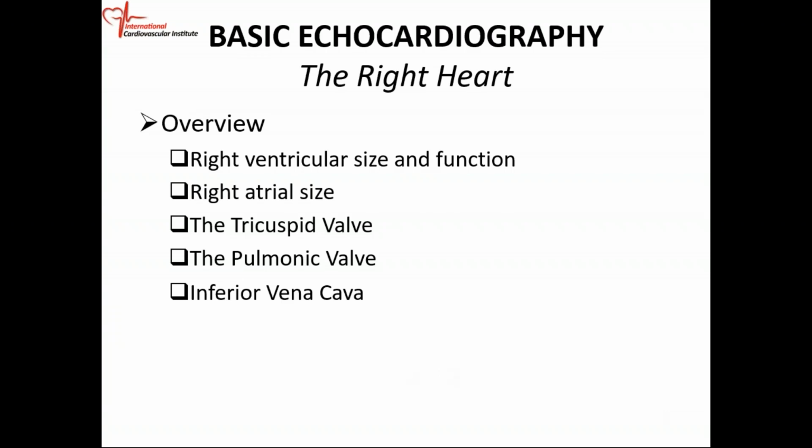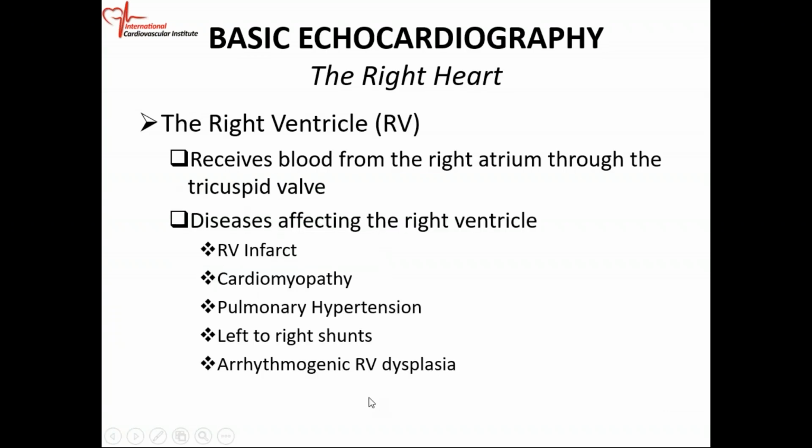And your report should have a fair amount of assessment of the right heart. So make sure that all your reports have some amount of right heart assessment. So of course, just going over the anatomy and physiology, the right ventricle receives blood from the right atrium through the tricuspid valve.